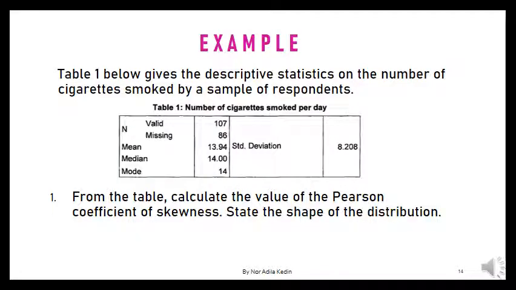So here is an example, but in this example I give the answers directly, okay? So table 1 below gives the descriptive statistics on the number of cigarettes smoked by a sample of respondents. So from this data, I have the mean, the median, the mode, and also the standard deviation. It asks to find the Pearson coefficient of skewness to determine the shape of distribution. Since I have all of these, I can use either one.